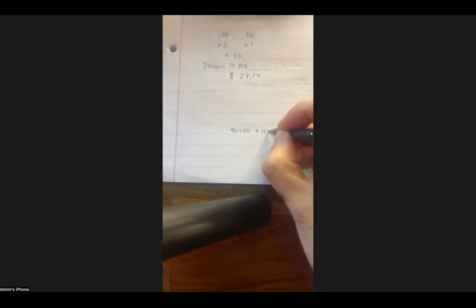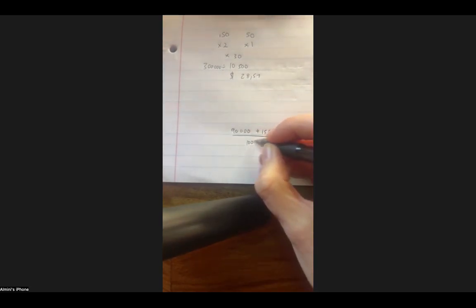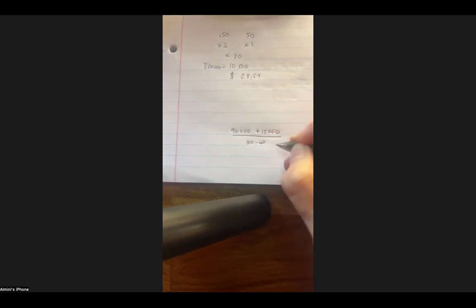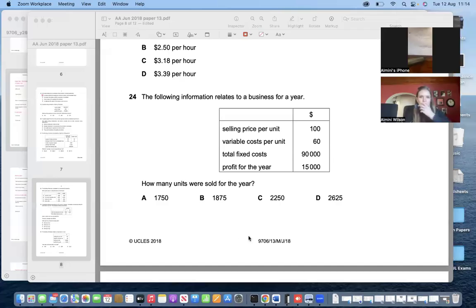We can use that formula that normally helps us to get target profit, where you go fixed cost plus target profit, or in this case, actual profit, over contribution per unit. So contribution per unit, we spoke about it just now, selling price minus variable cost. And then if you get that answer, that's how many units you should be selling to get a profit of 15,000. So if you type that into the calculator, that'll give you the amount of units. I get 2625. Let's see if that's one of our options. 2626. Okay, so 24D. There we go.